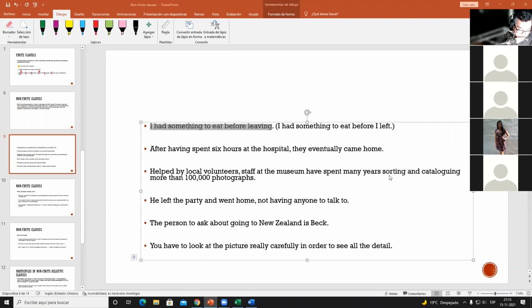Estamos hablando de las non-finite clauses, cláusulas cuya verb phrase no tiene tense, son non-finite. Y aquí tenemos ejemplos de ellas. I had something to eat before leaving. To eat es una non-finite. After having spent 6 hours at the hospital, they eventually came home. And this is important.